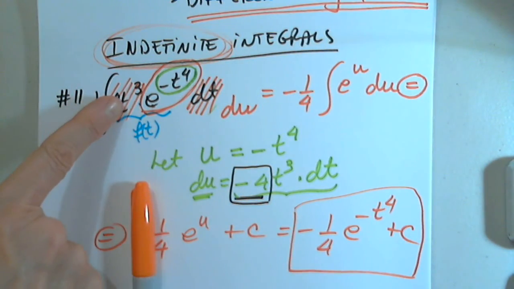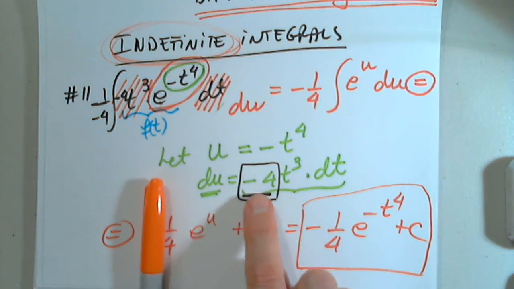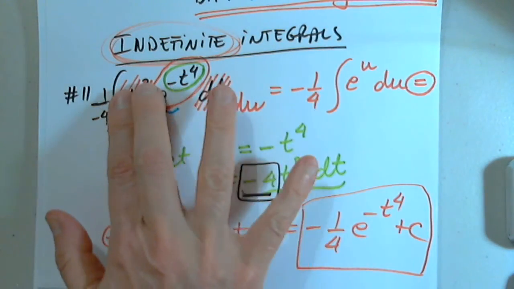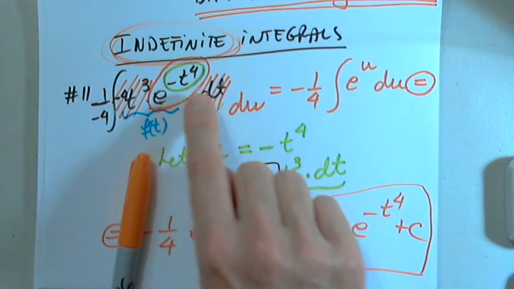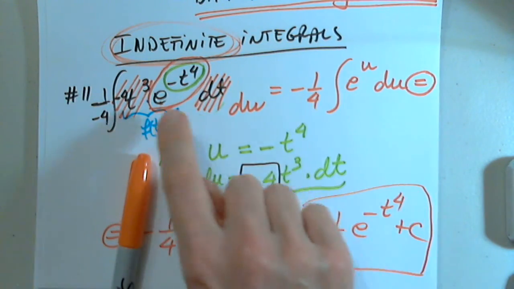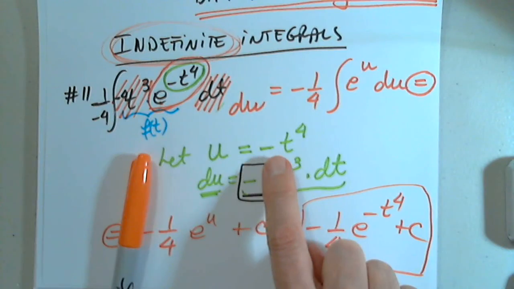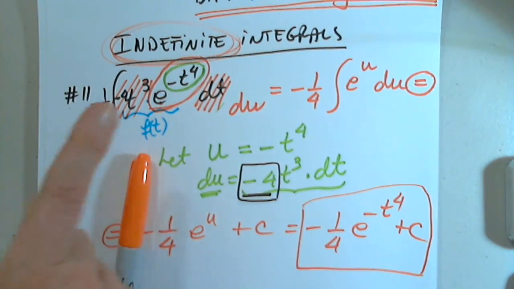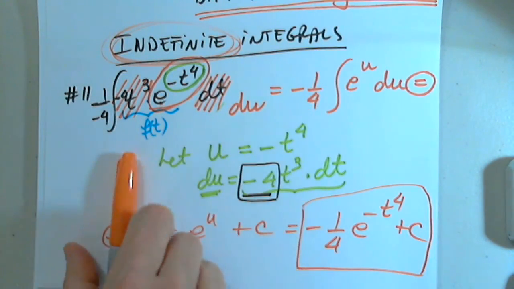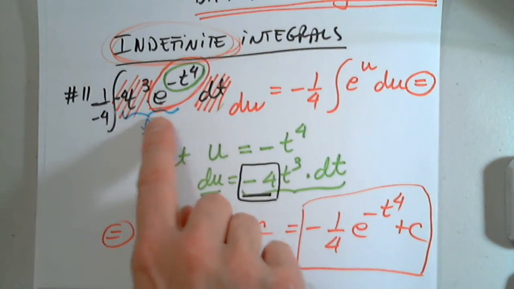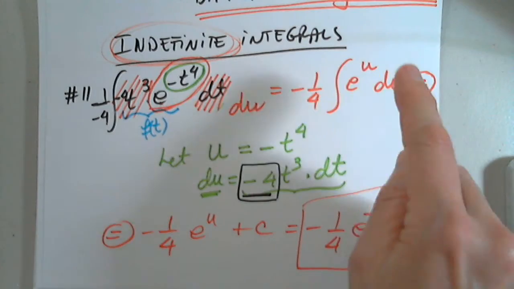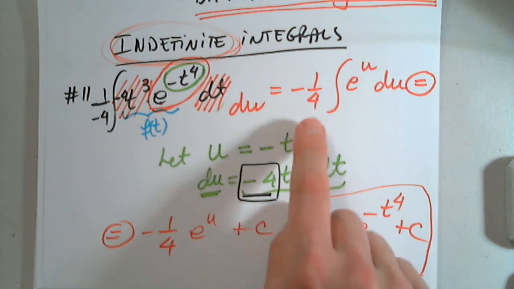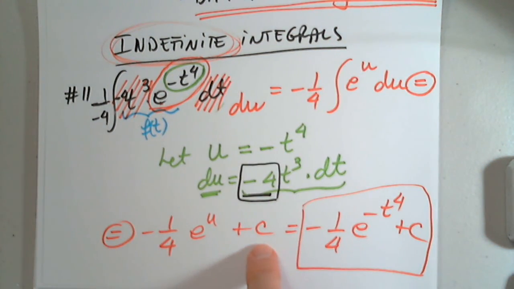So the negative 4 t to the third and dt, these three now are here. And e to u is e to u. E to negative t to the fourth is e to u. There is a negative 1/4 in front. And now this is so much easier to integrate than this. So the antiderivative of e to u is e to u. There is a negative 1/4 plus a constant c.